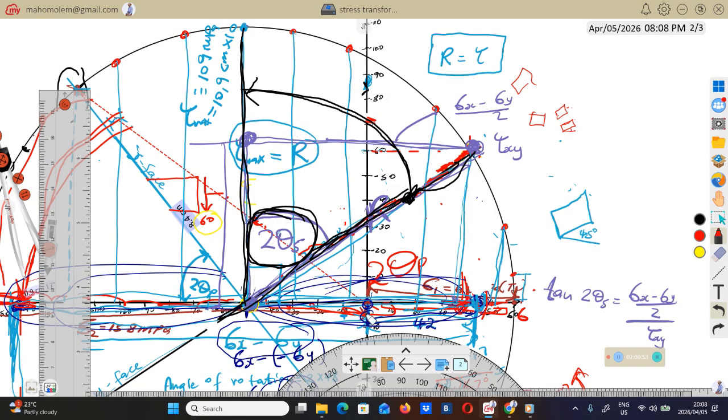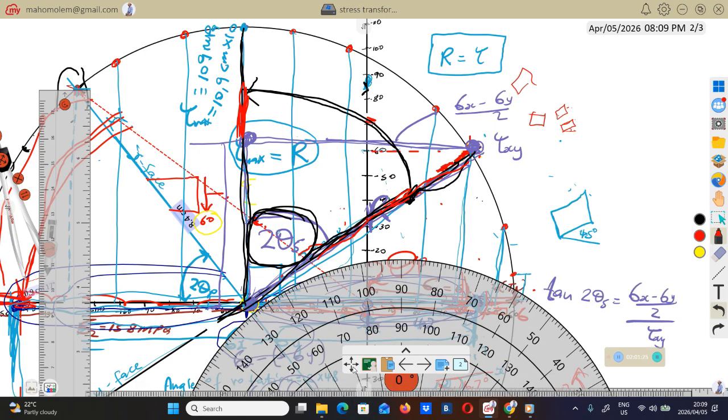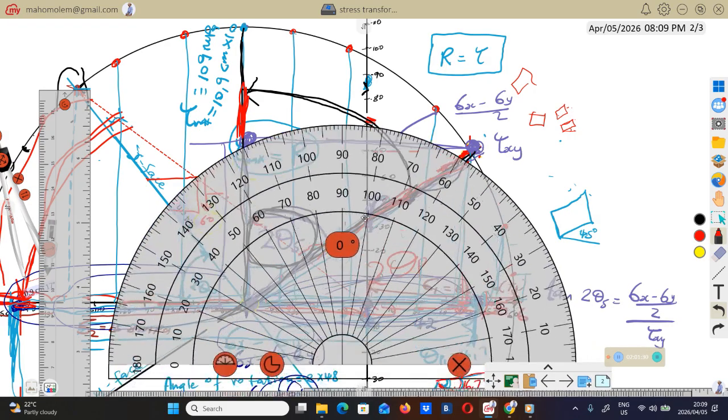Okay, on Mohr's circle, it means that this angle from here to here, if you want this line to reach the plane of maximum shear stress, which is this line, you have to rotate this line by this angle of 2 theta s. From the calculations we got 50-something. So now let's see graphically when we measure this ourselves.